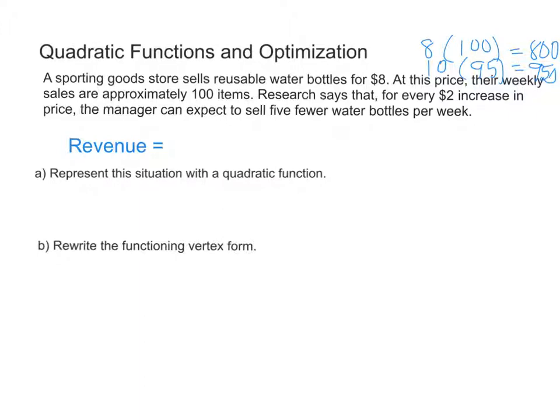And revenue is going to be equal to the number that they sell multiplied by the cost per item, right? That's what we did at the top, 8 times 100. 8 was the cost per item. And then the 100 was the number of items sold.